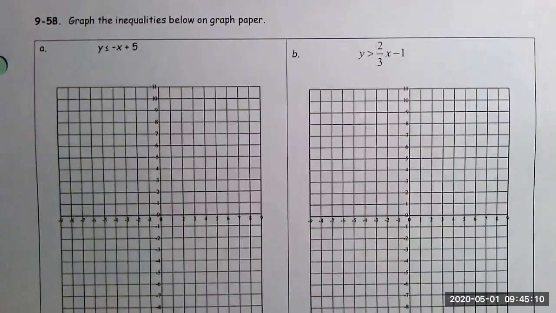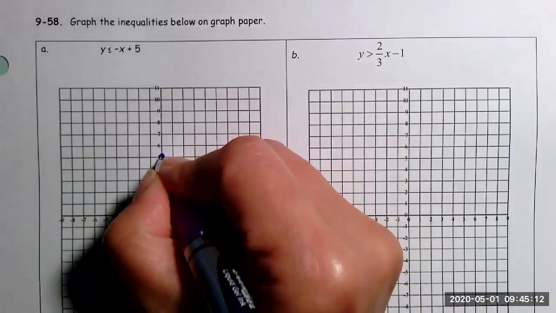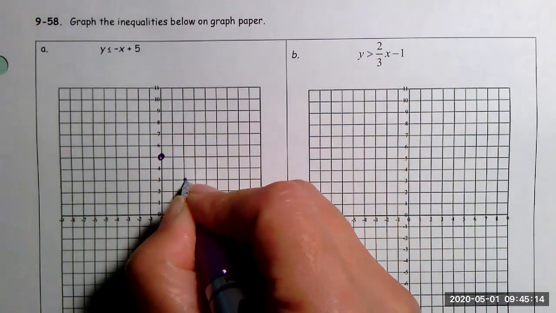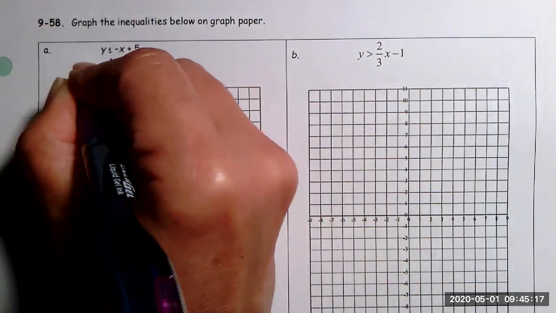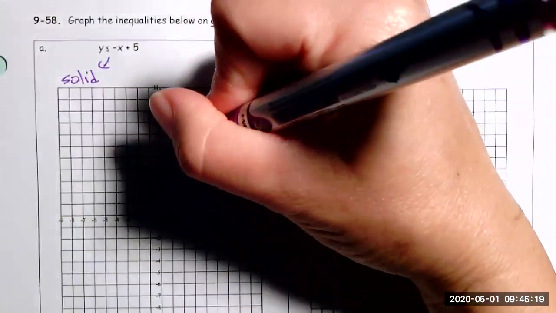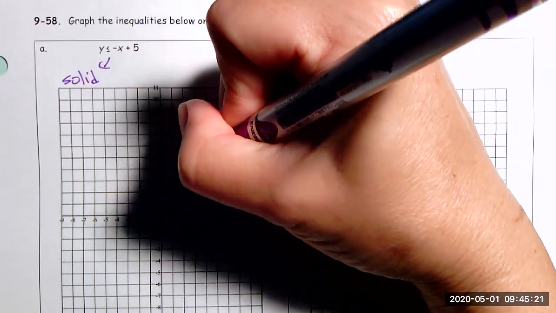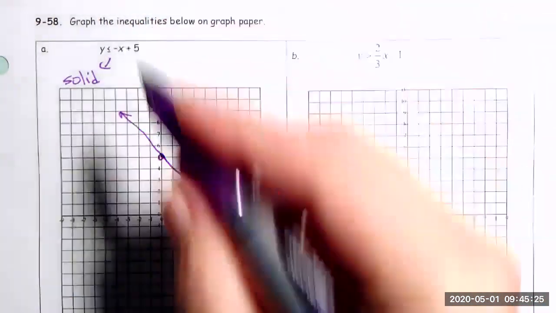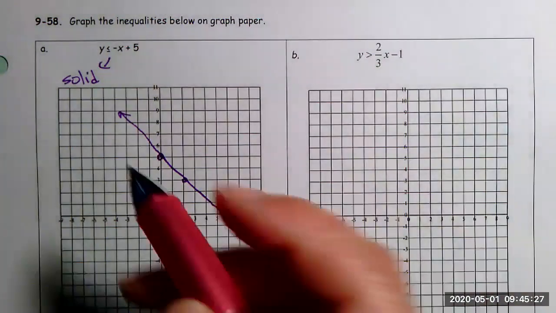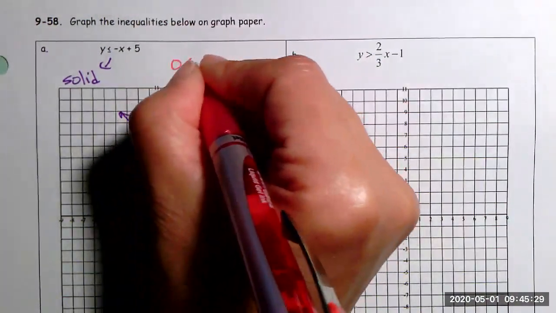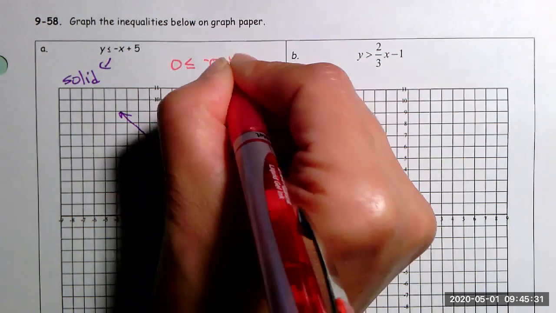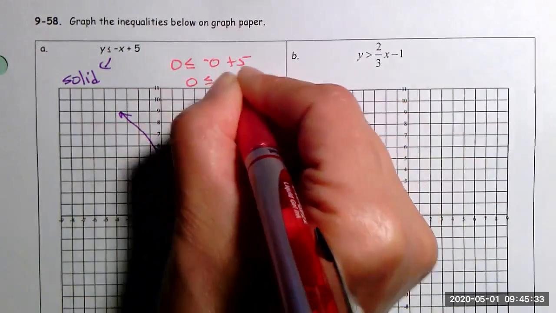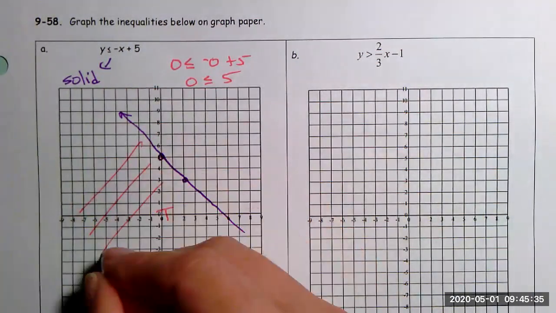All right, let's check your answers. So let's plot the 0.5. We're going to go down 1 over 1, down 1 over 1. I know this is a solid line. I'm just going to go ahead and connect this. Right, let's test this point, 0, 0. So 0 less than or equal to 5, that's true. So I'm going to shade down.